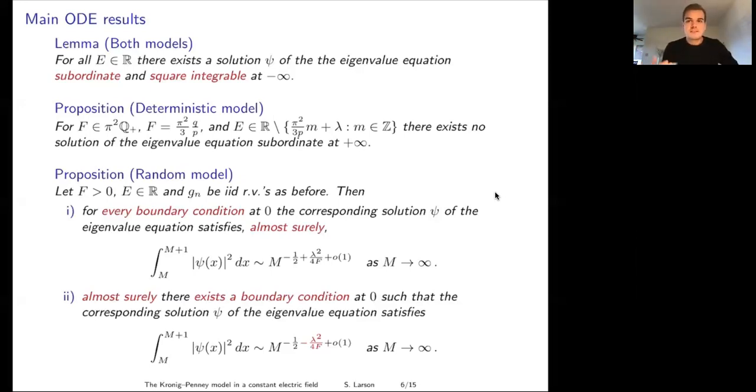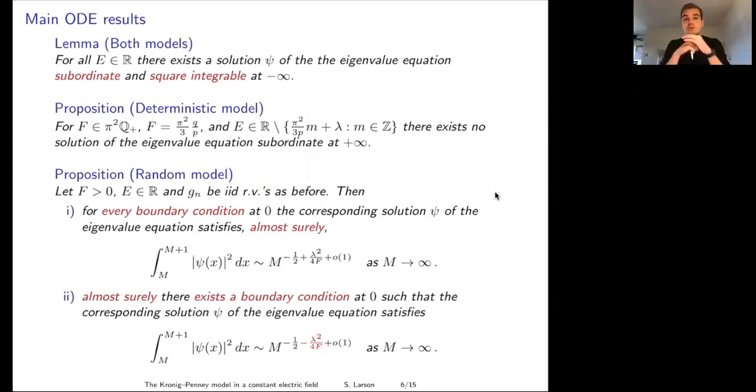So typical solutions all behave this way. Now, if you turn this around a bit, you can actually extract from the proof of the first statement that if you first pick your random sample and then pick a particular boundary condition at 0, depending on the random sample, you can pick a boundary condition such that the corresponding solution satisfies different asymptotics. Namely, the same quantity instead behaves like m to the minus 1/2 minus lambda squared over 4f, plus small remainder. So the second statement is that we have a subordinate solution, because it's much smaller asymptotically than the typical solution.